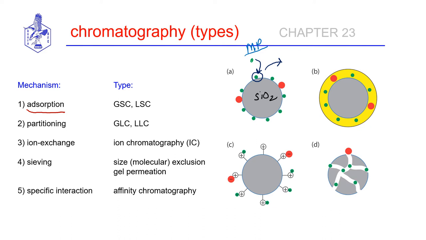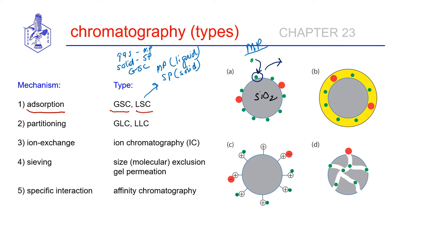The techniques are gas solid chromatography or liquid solid chromatography. So the names are based upon the nature of the phases. So in gas solid chromatography, the mobile phase is a gas and the stationary phase is a solid, the solid silica particle. So that's your GSC, gas solid chromatography. In LSC, the mobile phase is a liquid and the stationary phase is the solid silica surface.